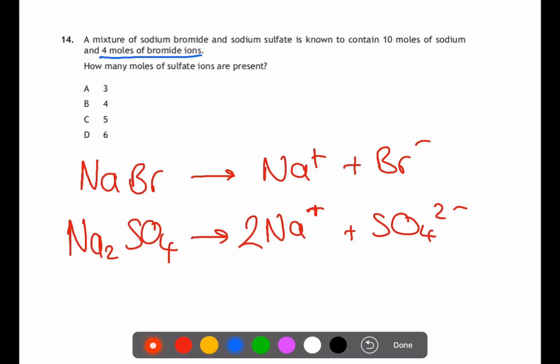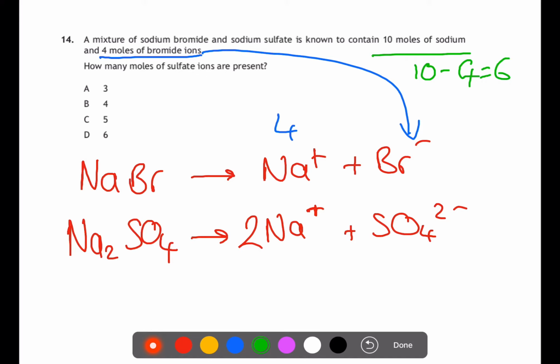We have 4 moles of bromide ions, then we know that we must also have 4 moles of sodium ions from sodium bromide. In total, we have 10 moles of sodium ions. So if we do 10 minus 4, then we have 6 moles of sodium ions coming from the sodium sulfate. Since we have a 2-to-1 ratio, if we divide the 6 by 2, then we'll have 3 moles of sulfate ions present.